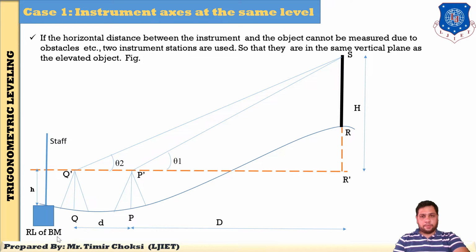This is the RL of the benchmark. You already know small h means staff reading, which I have explained in a previous session. These are theta 1 and theta 2. Theta 1 is found from the first instrument P, and theta 2 is found from instrument station Q. Both are angles of elevation because they are above the line of sight. So these are all the elements.